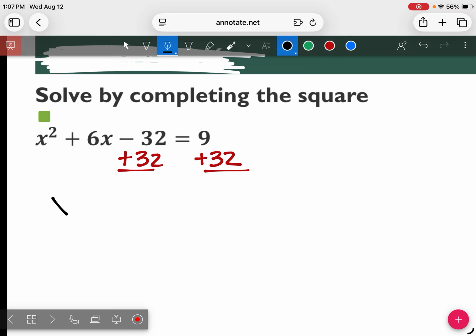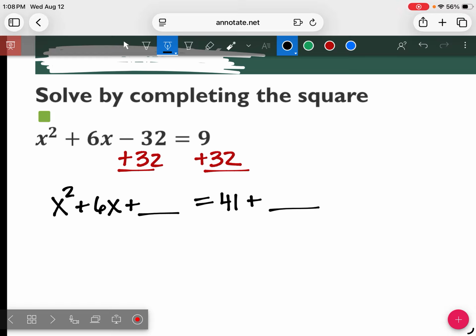And that's going to give me x squared plus 6x. I'm going to leave myself some space. And that's going to equal 9 plus 32, which is 41, plus a space. Now, again, we skipped number 2 because A is still 1, so we don't have to worry about that right now.